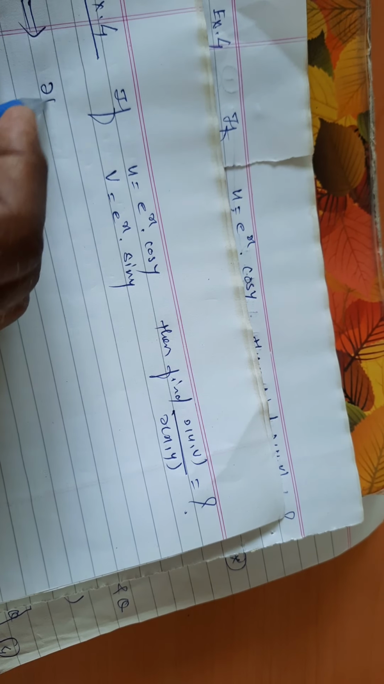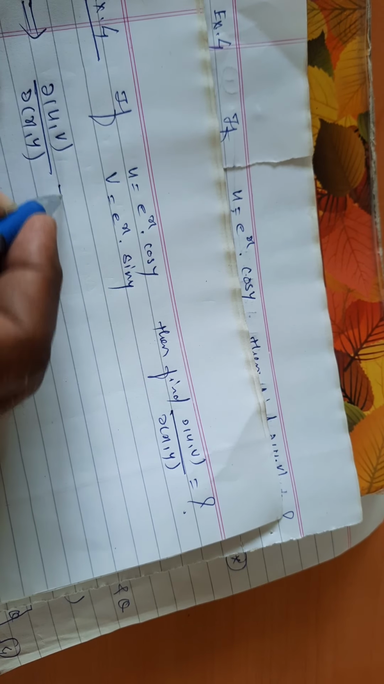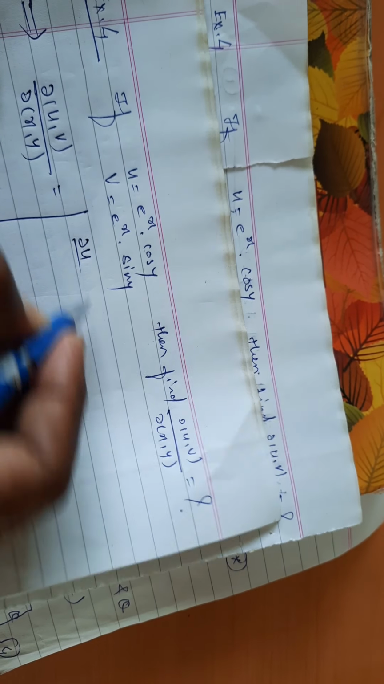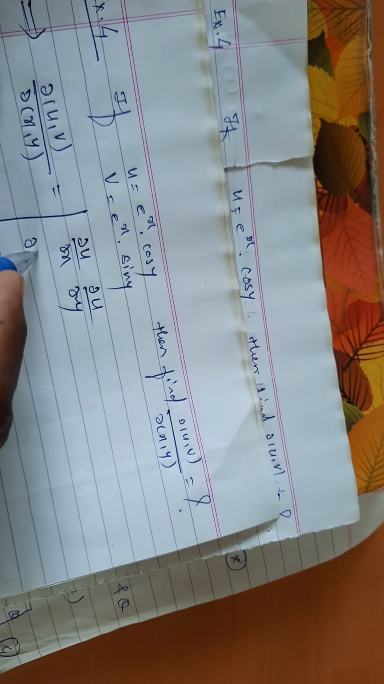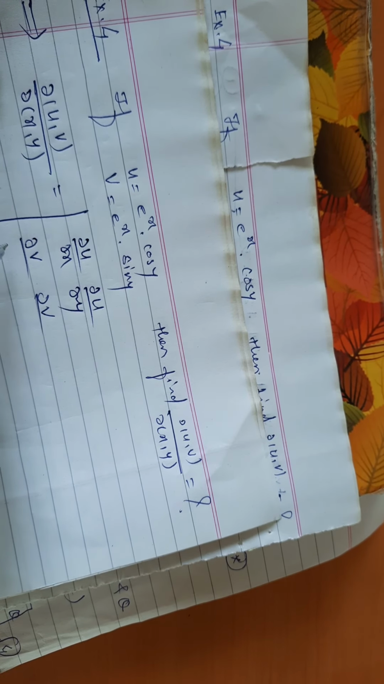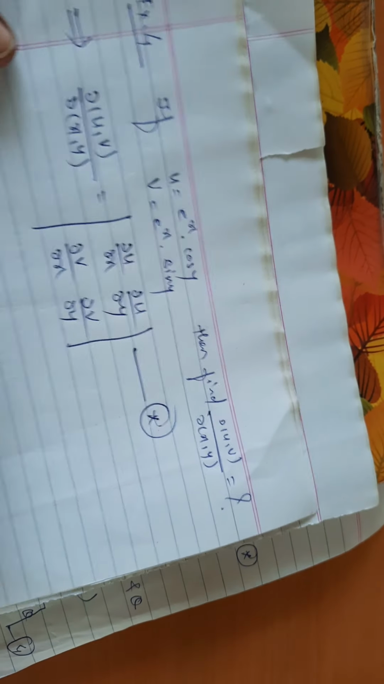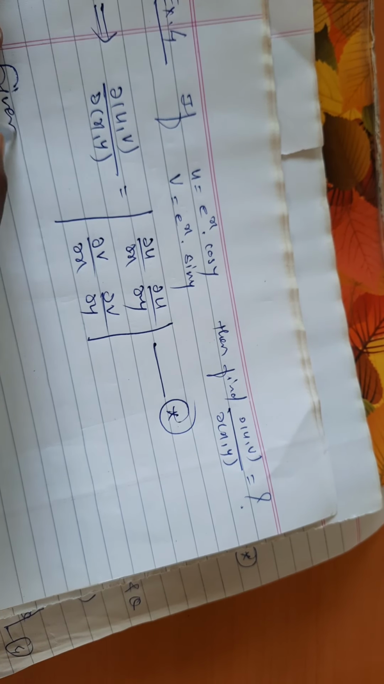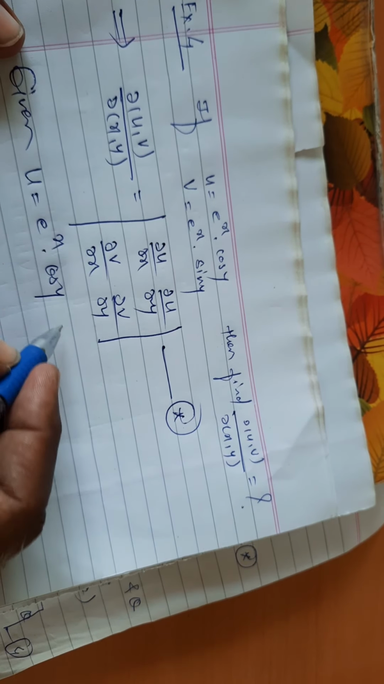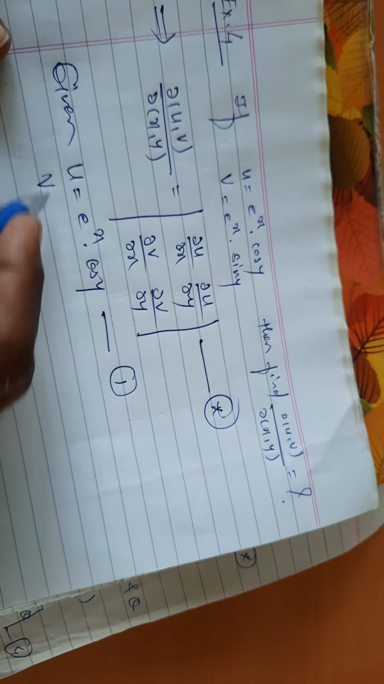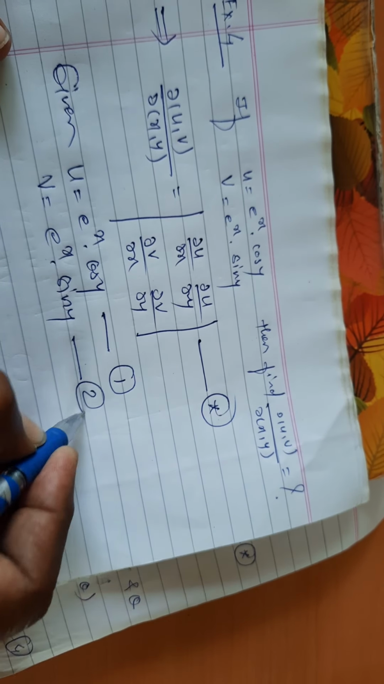Jacobian of uv with respect to xy is the partial derivative of u with respect to x, with respect to y; partial derivative of v with respect to x, with respect to y. Call this as star. Given u equals e raised to x cos y, call this as 1, and v is e raised to x sin y, call this as 2.